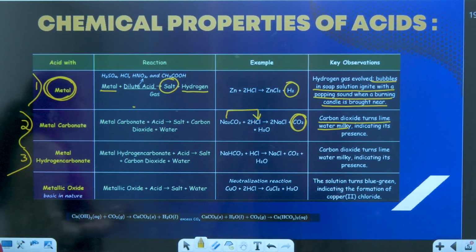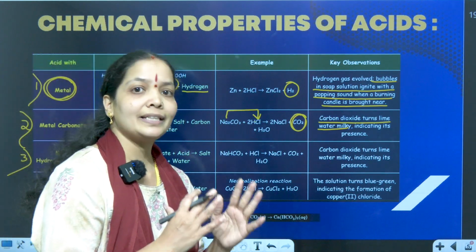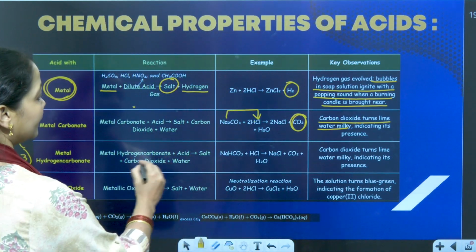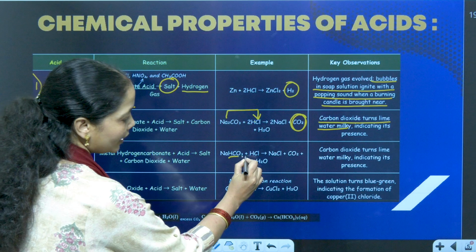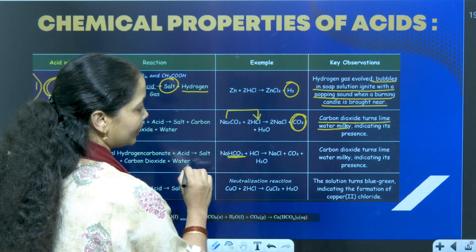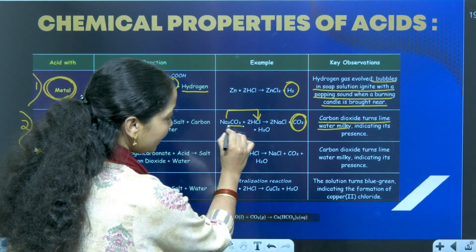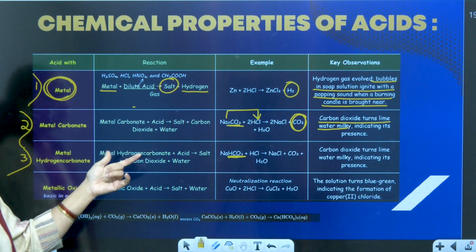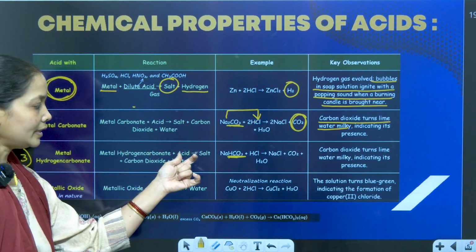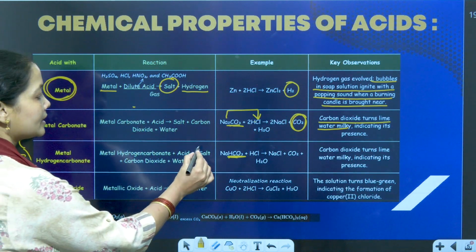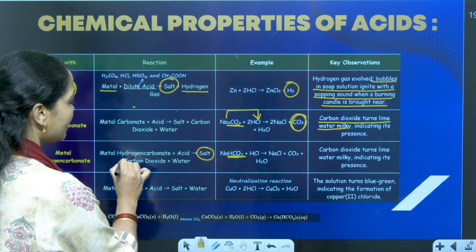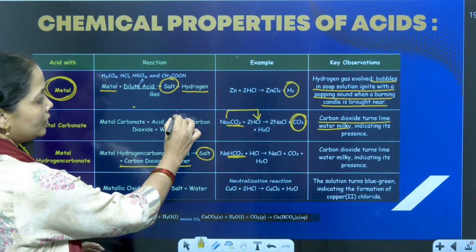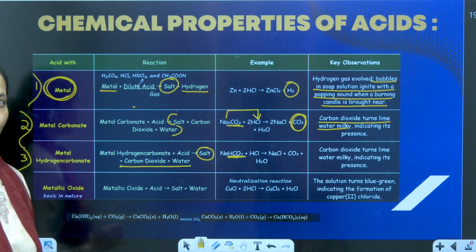The third one is the metal hydrogen carbonate. Now what is a metal hydrogen carbonate? Any metal with HCO3, like NaHCO3, I call it a metal hydrogen carbonate. Only Na2CO3 is a metal carbonate. So when I go to the general form, metal hydrogen carbonate with acid, no changes. It is giving the same products: salt, carbon dioxide and water.